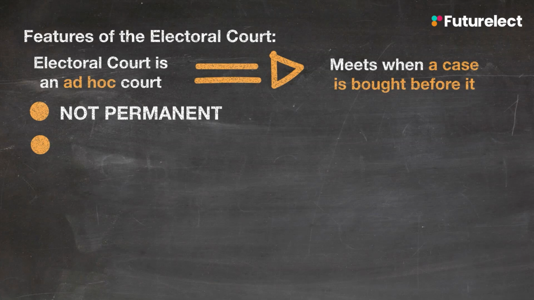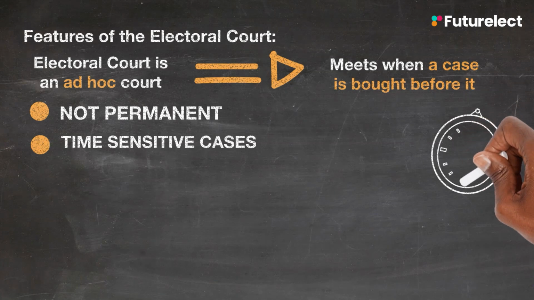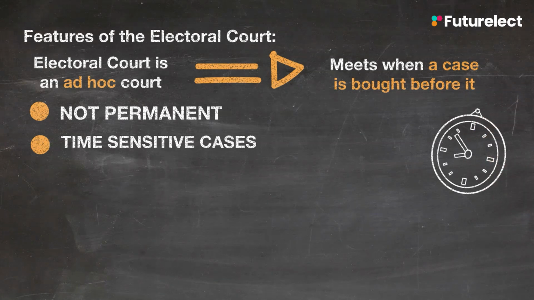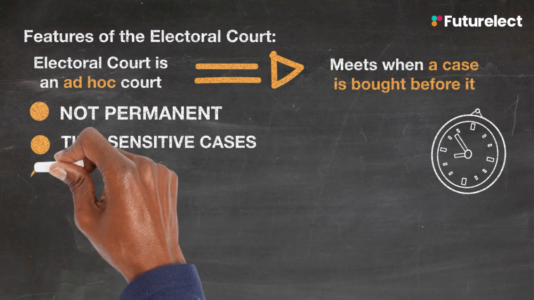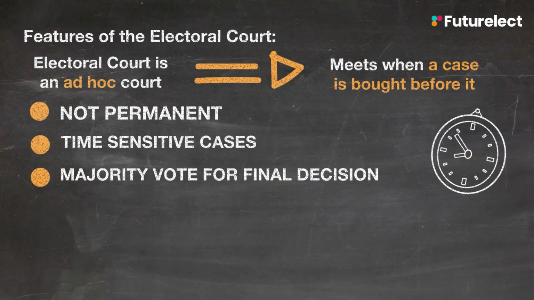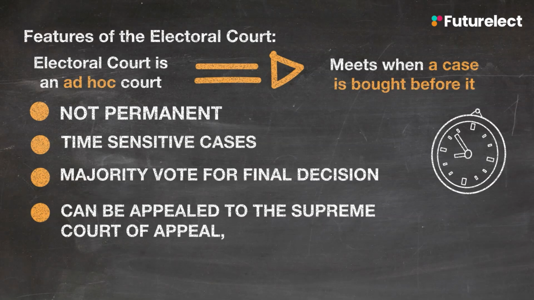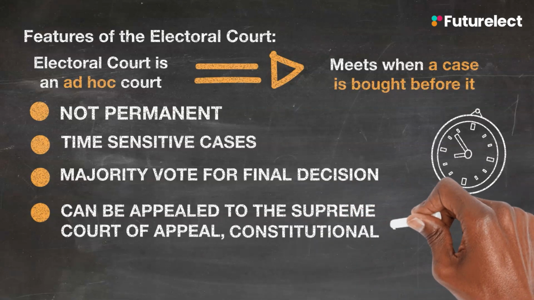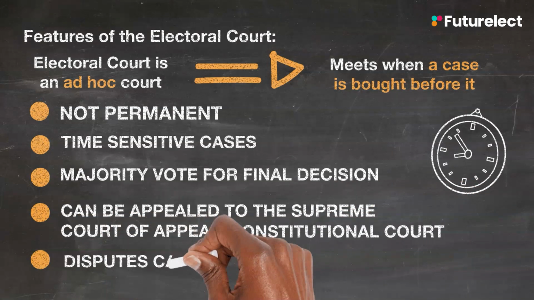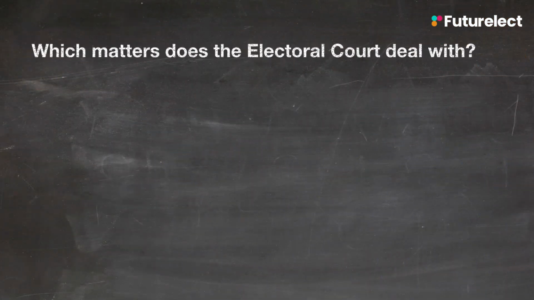Unlike other courts, the Electoral Court's cases are by definition urgent, meaning they must be dealt with in the shortest possible time, taking into account the election timetable. The decision of a majority of the Electoral Court members is the court's final decision. Since the Electoral Court is of equal status to the High Court, its decisions may be appealed to the Supreme Court of Appeal. However, in some cases, the Electoral Court's decisions may be appealed directly to the Constitutional Court. The Electoral Court may also refer some disputes to the High Court. Which matters does the Electoral Court deal with?